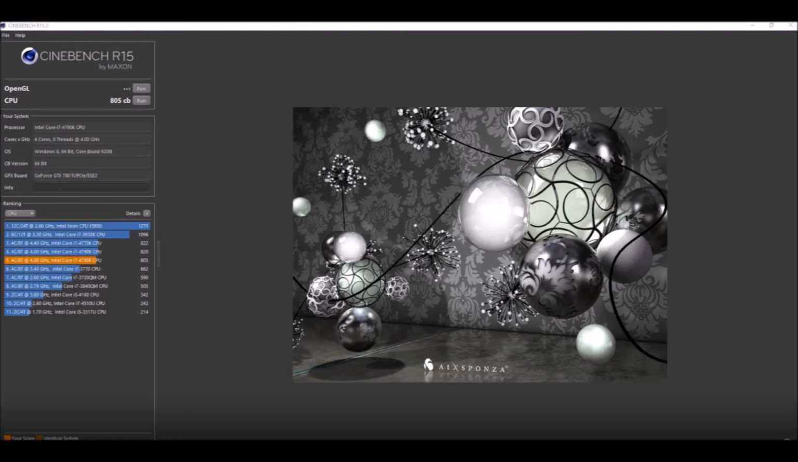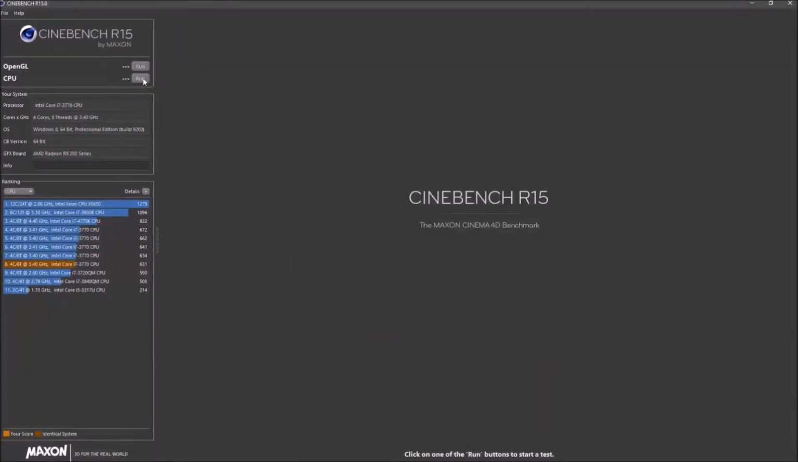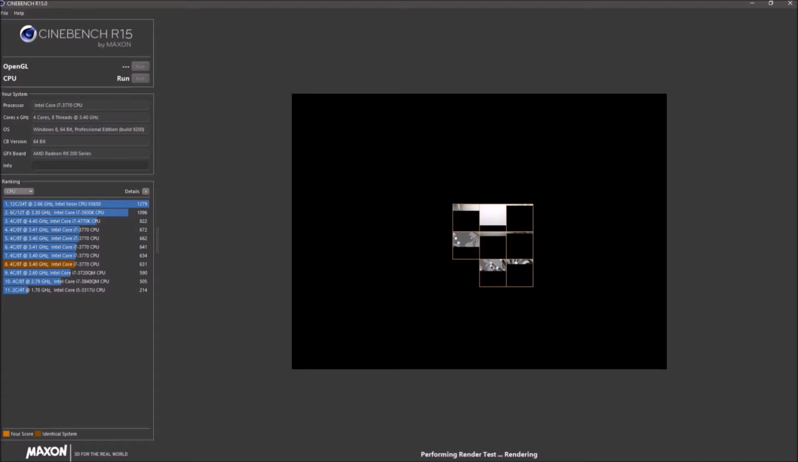Maybe something was running in the background that seemed to slow it down a bit, but when not recording, the highest score we were able to get was 837. So just bear that in mind, 837. So now let's move on to the Cinebench run for the i7-3770.